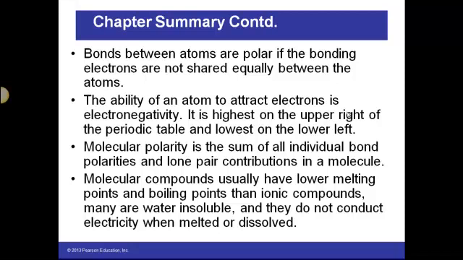We also learned that bonds between atoms are going to be polar if the bonding electrons are not shared equally between the atoms. And this is determined by the electronegativity difference. So the ability of an atom to attract electrons is called electronegativity, and it is highest in the upper right of the periodic table and lowest on the lower left.